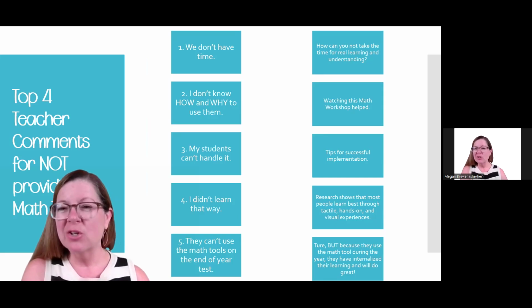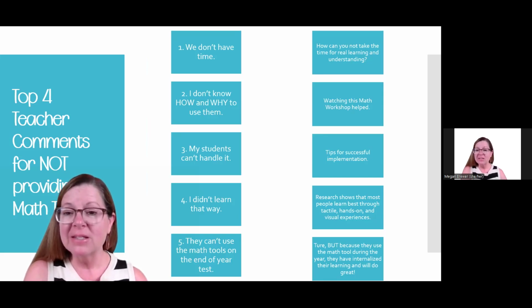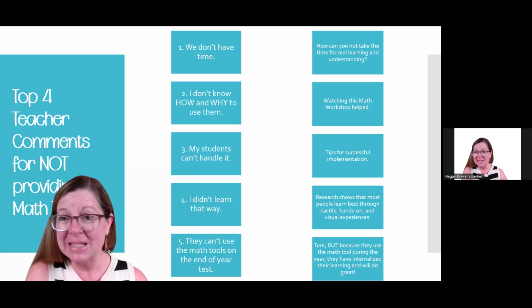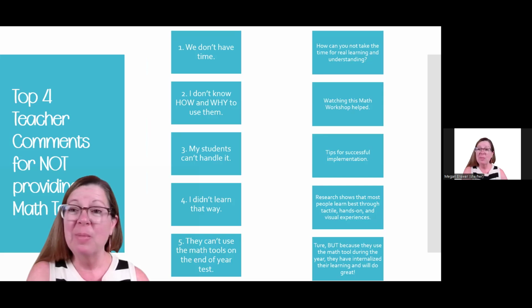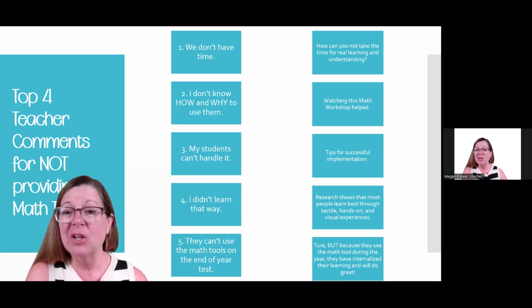If students don't understand why they're performing math steps or following certain procedures or algorithms, it's very likely they will forget what they were doing and how they were doing it, meaning they're going to make a lot of mistakes, and meaning next year they're going to have to relearn what they learned the previous year because they weren't internalizing what they learned. So our gentle response to the first comment, we don't have time, is how can you not take the time for real learning and understanding?